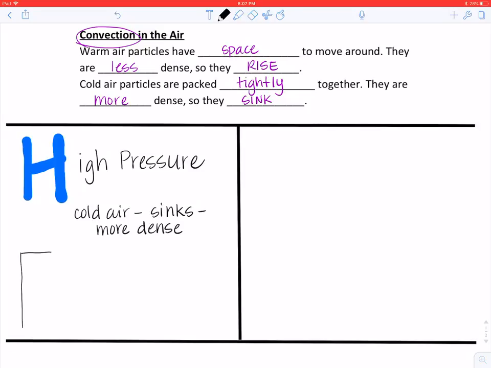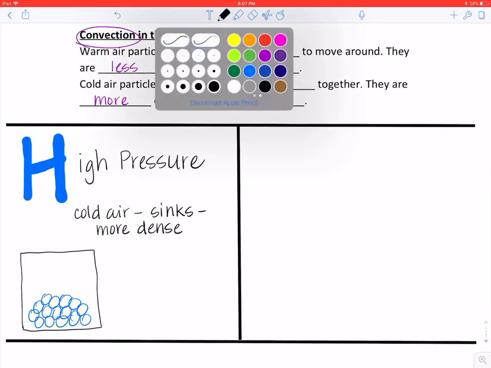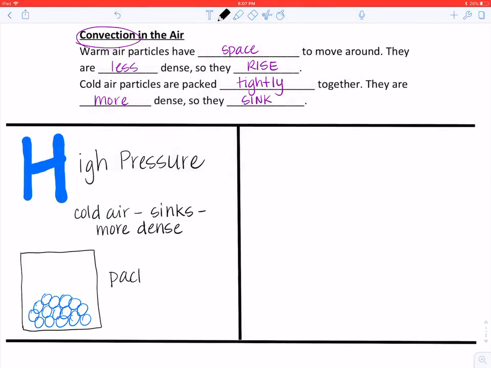I'm going to draw a little box here. I want to talk about cold air for a second. We have cold air particles, and those cold air particles tend to be packed very tightly together. So I'm going to draw in some cold air particles here with my blue color that are packed very tightly together. I'm going to make a little note here that says packed tight. When I think of this, I think of penguins huddling together. So I'm going to write penguins huddle together.